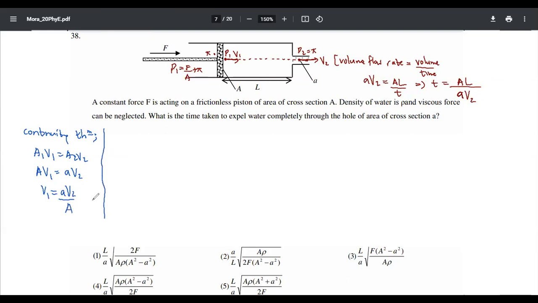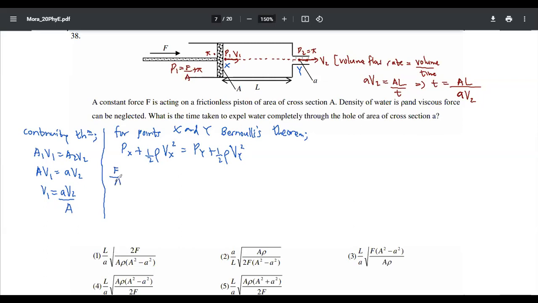Right. I'll take this point as X, and I'll take this point as Y. For points X and Y, Bernoulli's theorem. Right, how do you do that? Pressure at x plus half rho Vx squared equal to pressure at y plus half rho Vy squared. H rho g we don't have to consider because both the points are at the same horizontal level. What is pressure at x? That is P1, and that is equal to F over A plus pi. Don't forget pi.